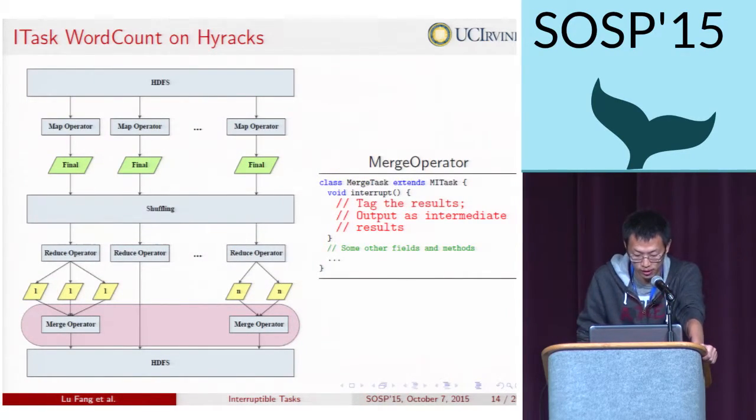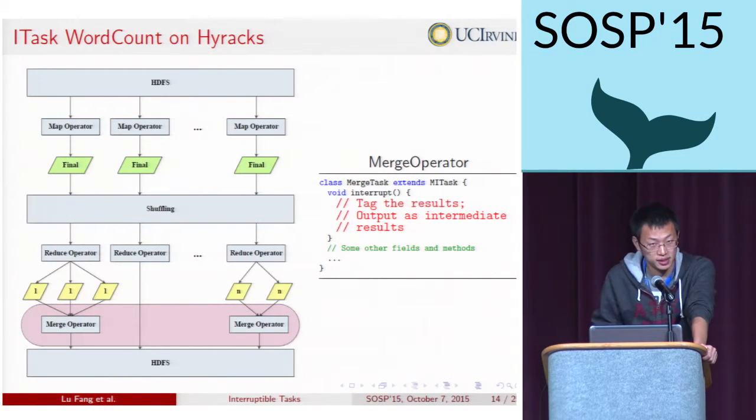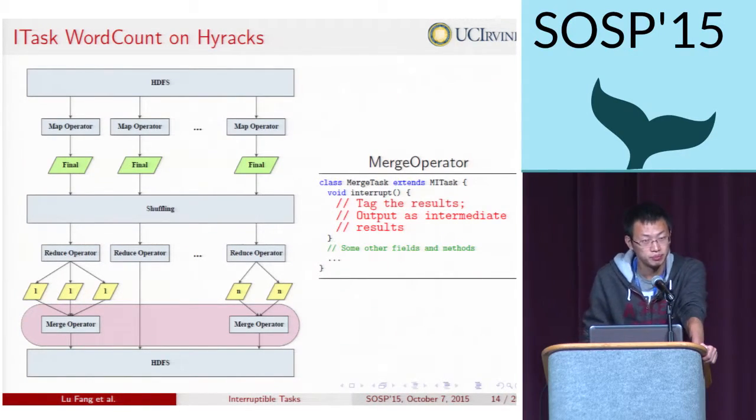The merge operator is an MITask, so it takes different data partitions as input. And it is also interruptible. When it is interrupted, it will output further fragments and tag them with the same hash bucket ID. Later, another merge operator will take them and merge them.